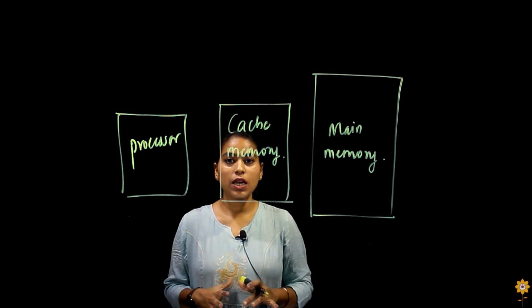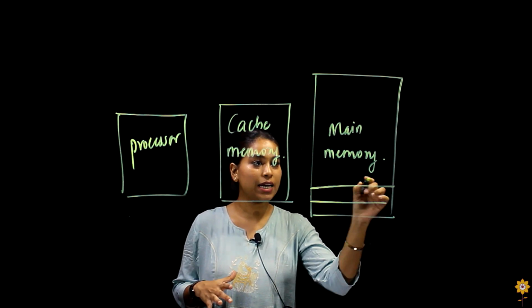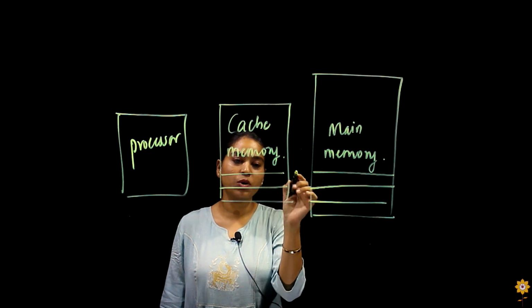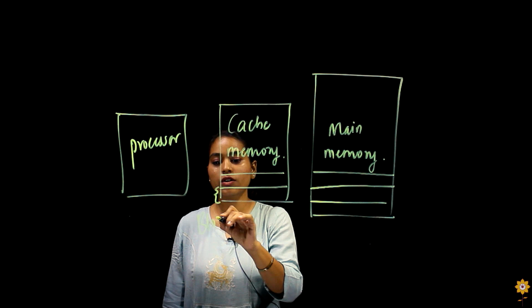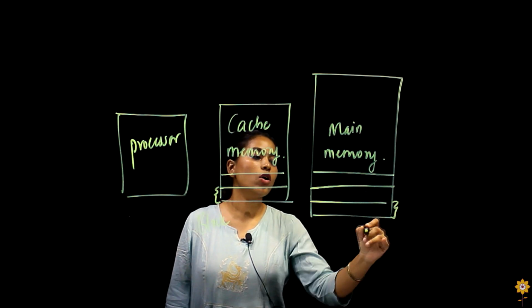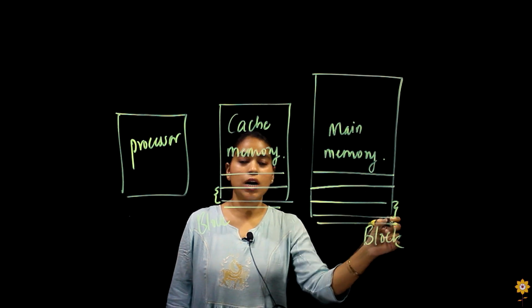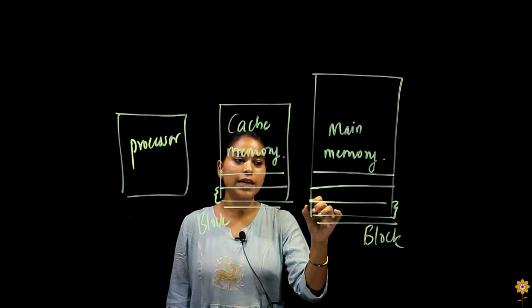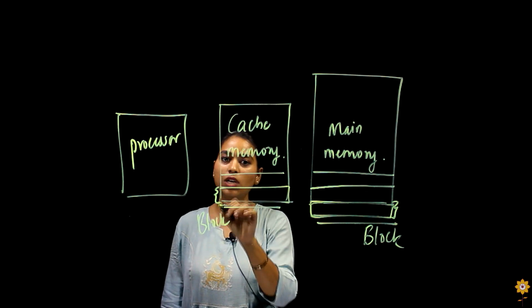There are blocks inside of the main memory of equal sizes. Similarly, there are blocks inside of the cache memory. Suppose this is one block here in the cache and this is one block here inside of the main memory. The sizes of both the blocks are the same. Whenever there is a transfer happening, the entire block from the main memory is transferred inside of the cache.